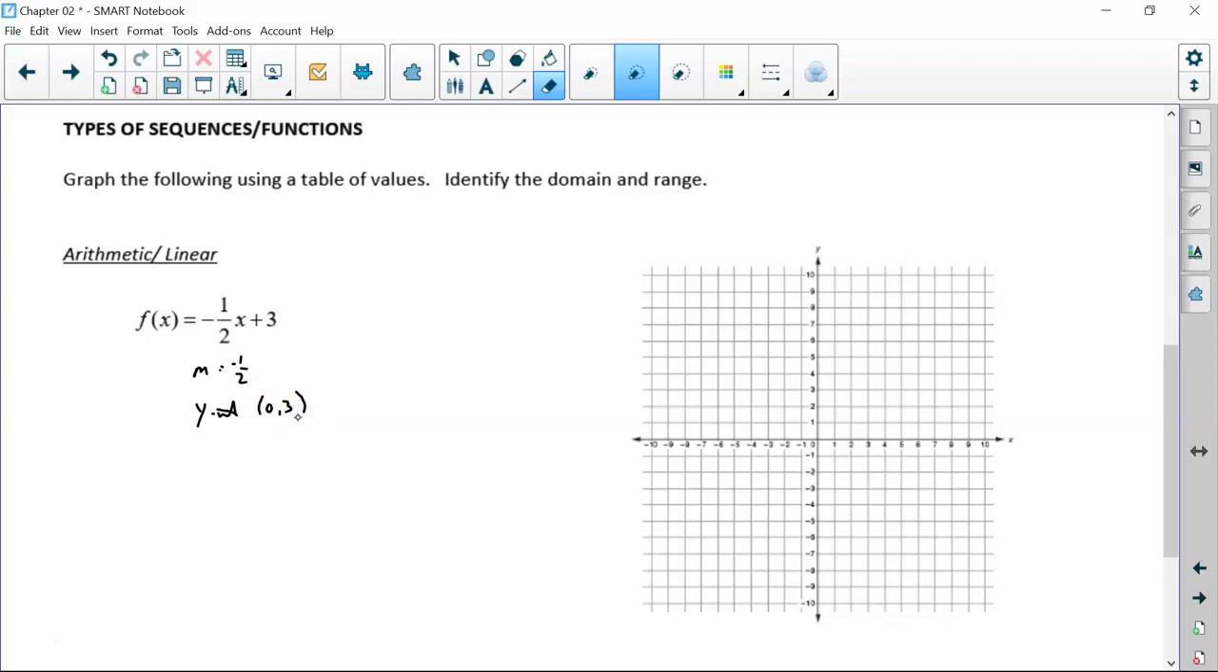Now we could make a table of values, but for linear, we've graphed these a million times. We know we plot the y-intercept at 0, 3, and our slope is -1/2, which means you go down 1, to the right 2. Down 1 and to the right 2. And then you can draw your line through them. The reason we're going to be drawing a line is because it's a function, and functions are continuous.